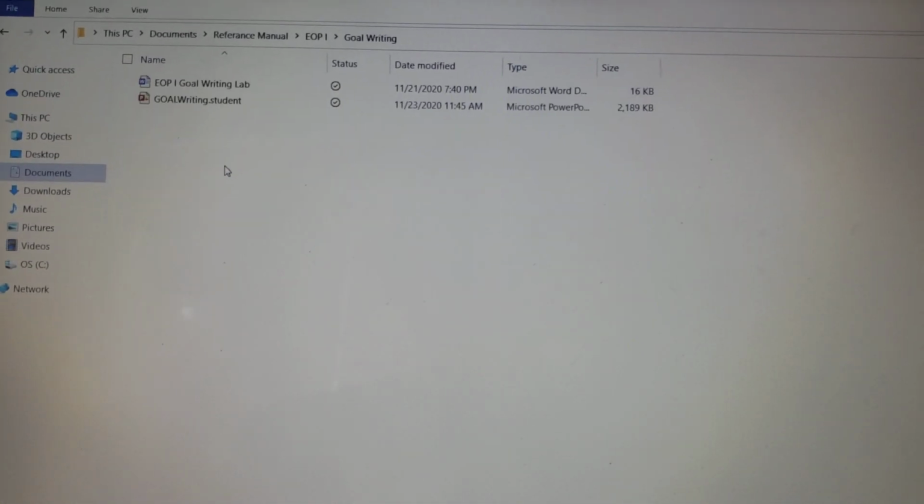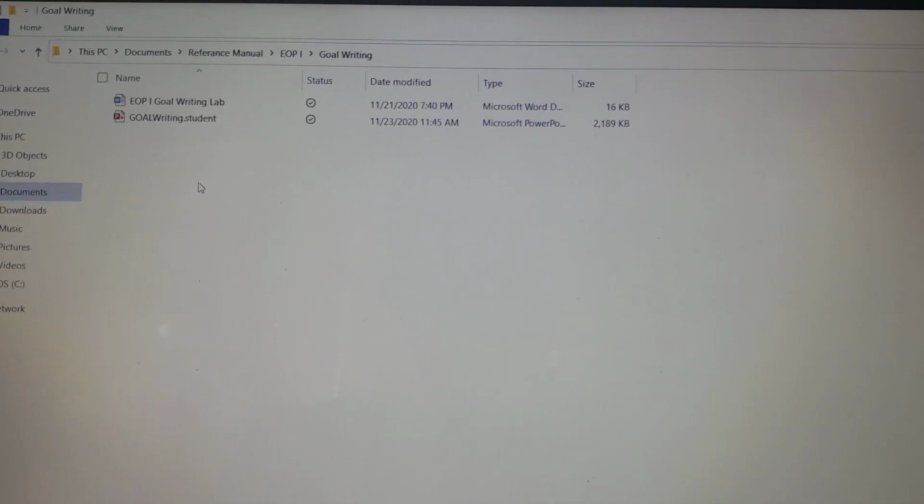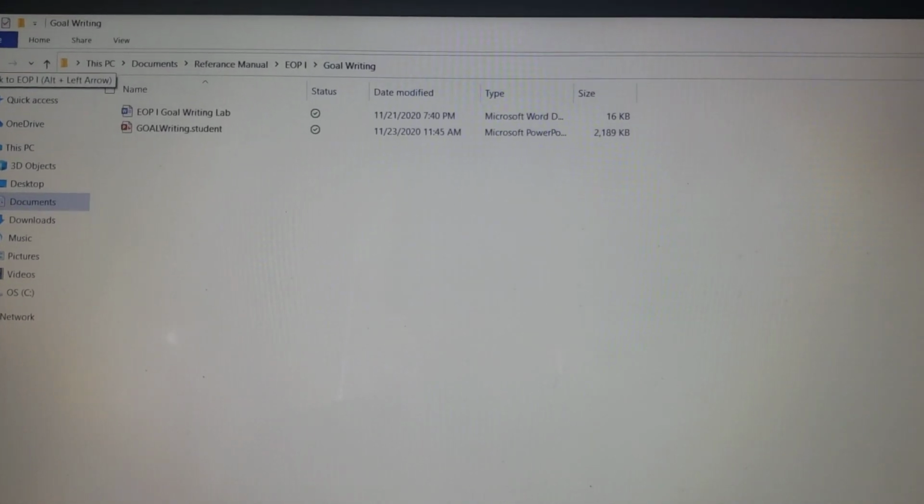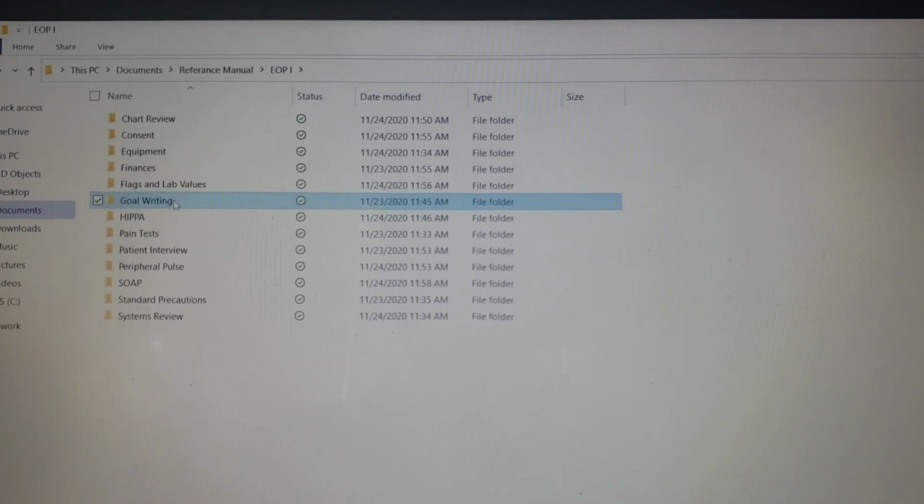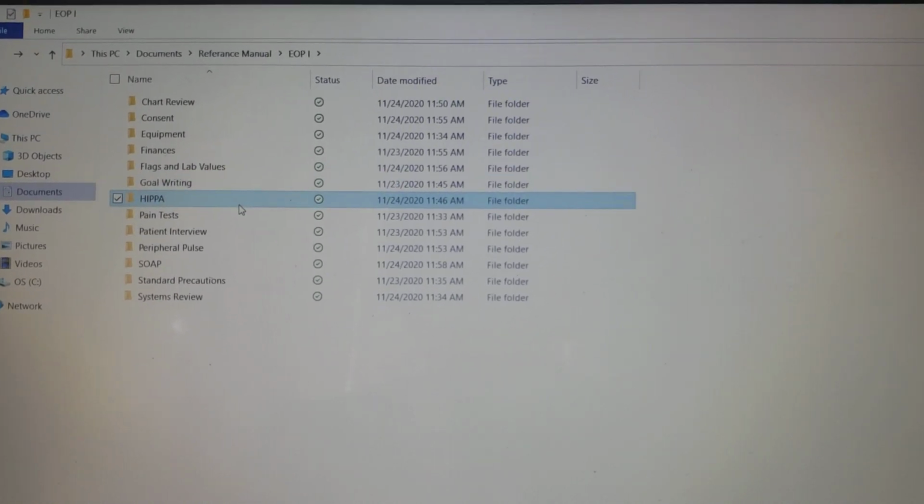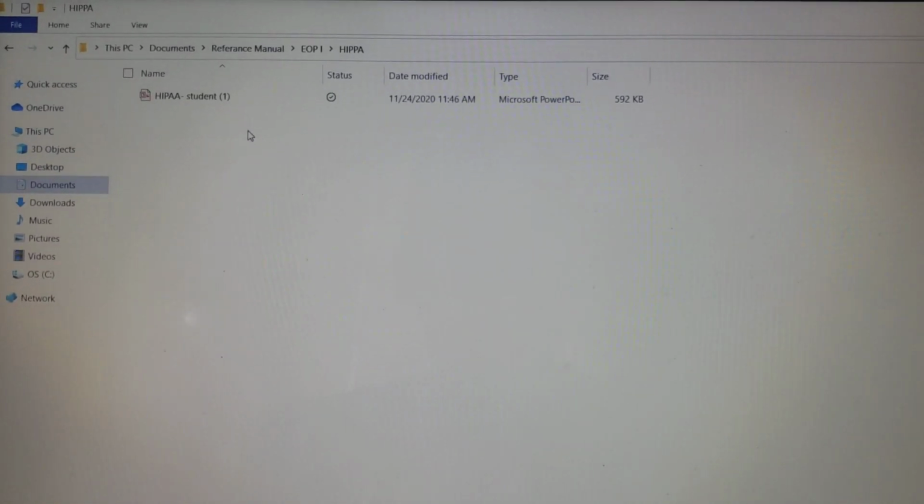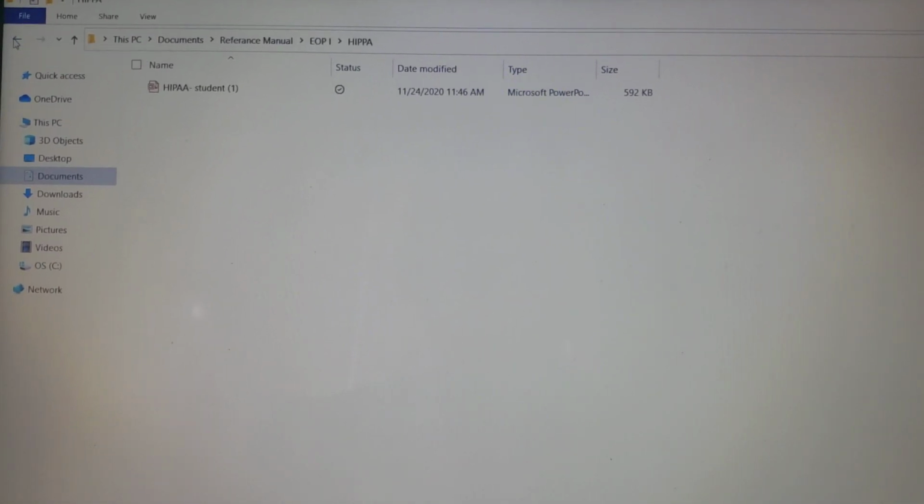Following that file, I have goal writing, which just has our goal writing lab and our PowerPoint. After that, I have a HIPAA file. Within this, I have the HIPAA PowerPoint that we had in class.